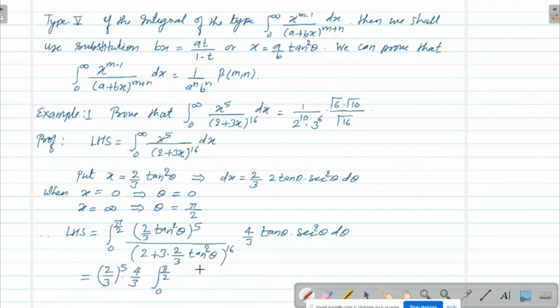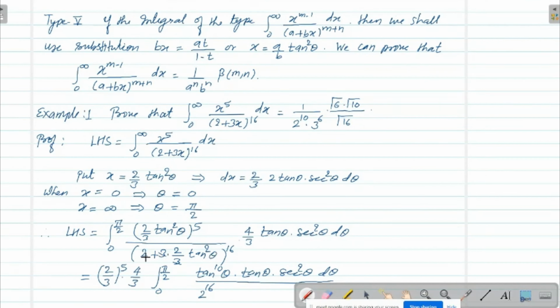What is the remaining here? Tan square raised to 5 means tan raised to 10. Yes or no? Yes, sir. Tan raised to 10 theta into tan theta into sec square theta d theta. And now solve from here. 3 and 3 cancel. Now 2 is common. I'm taking 2 outside. So what is the remaining over here? So this becomes 2 raised to 16. Correct?